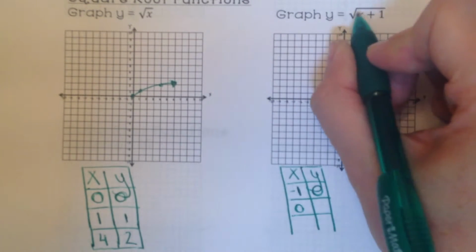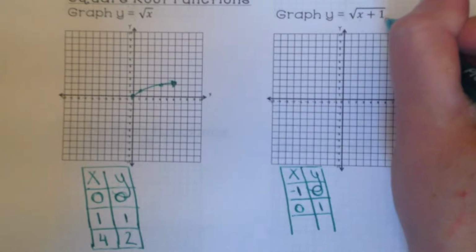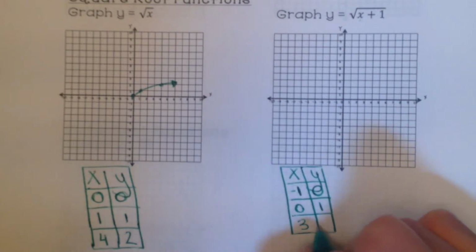0 plus 1 is 1. Square root of 1 is 1. Next perfect square, what makes it be 4 underneath? Well, 3 plus 1 gives me 4, so x is 3. Square root of 4 is 2.